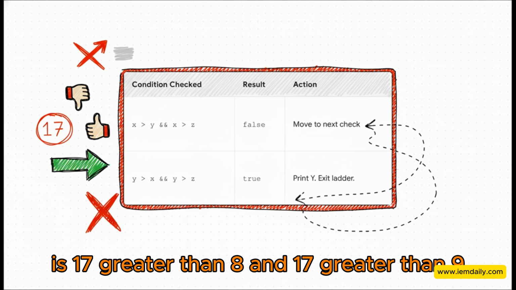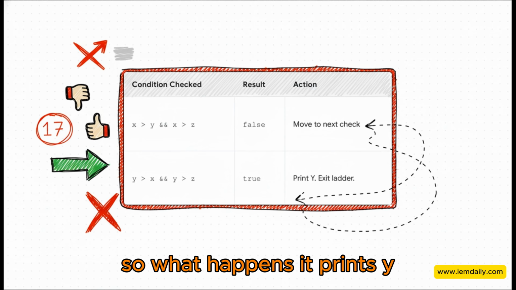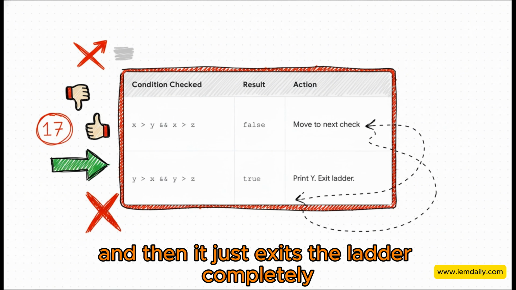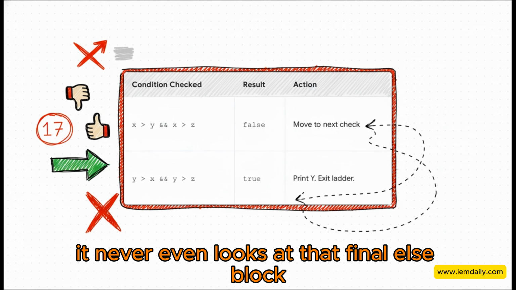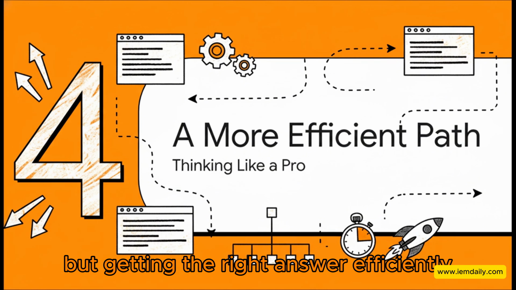Is 17 greater than 8 and 17 greater than 9? Yes, that's true on both counts. So what happens? It prints y, which is 17, and then it just exits the ladder completely. It never even looks at that final else block. Okay, so our code works. It gets the right answer. That's great. But getting the right answer efficiently, that's even better.